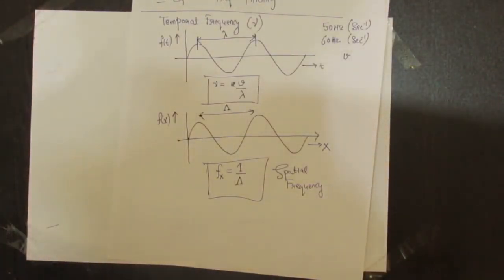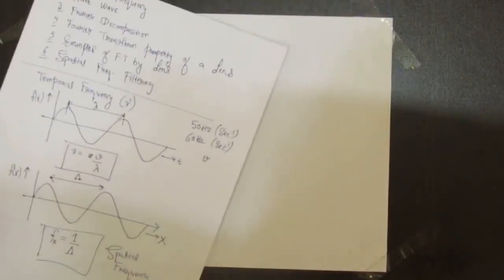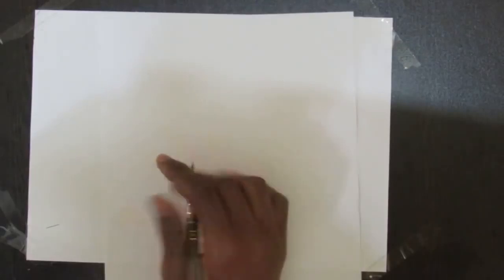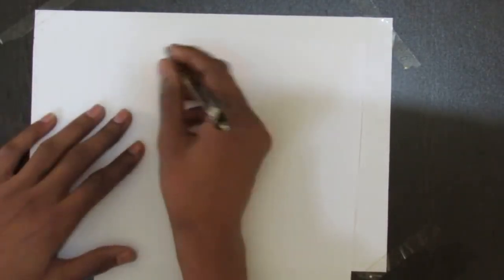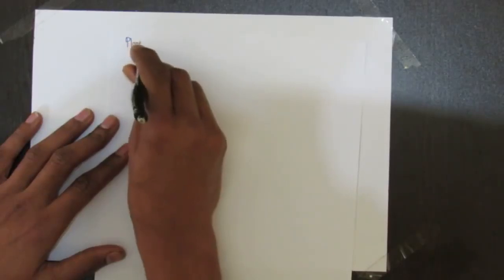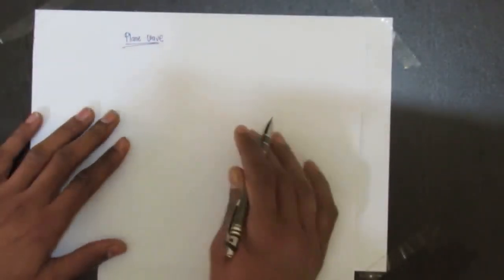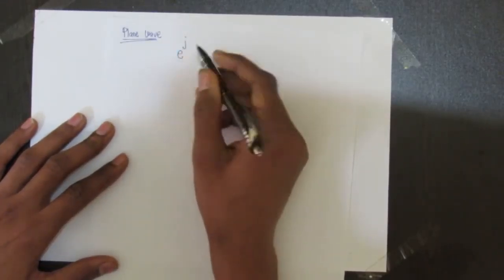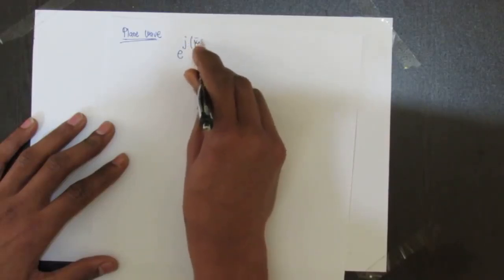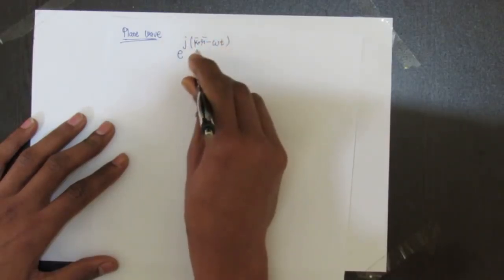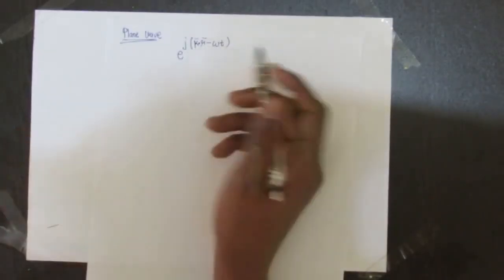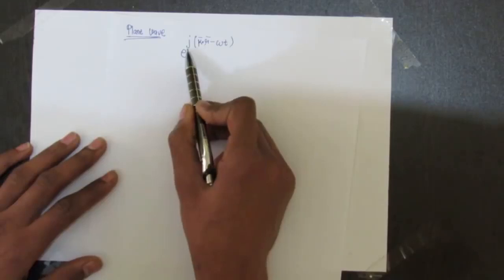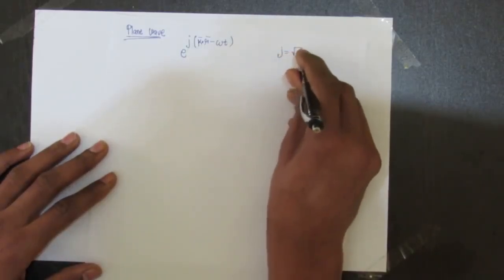Right? And now let me start with you the discussion of plane waves. I'll go through it very quickly because most of us are familiar. So generally we write the equation of a plane wave as e raised to power j, where j is a complex number, k dot r minus omega t, where k is the wave vector, all of us are familiar, r is a position vector, and j is the complex number, which is square root of minus 1.